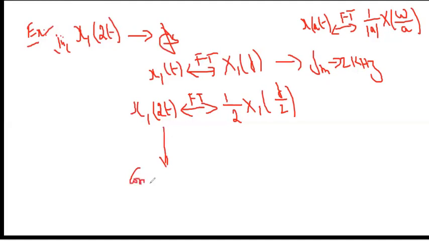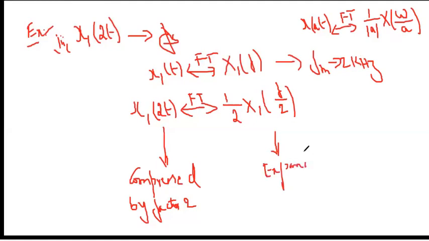Now x1 of 2t is a compressed signal. We already discussed this, my dear students. x1 of 2t is the time domain signal compressed by a factor of 2. But in the frequency domain, x1 of f by 2, because it is divided here, is an expansion, expanded by the same factor of 2.